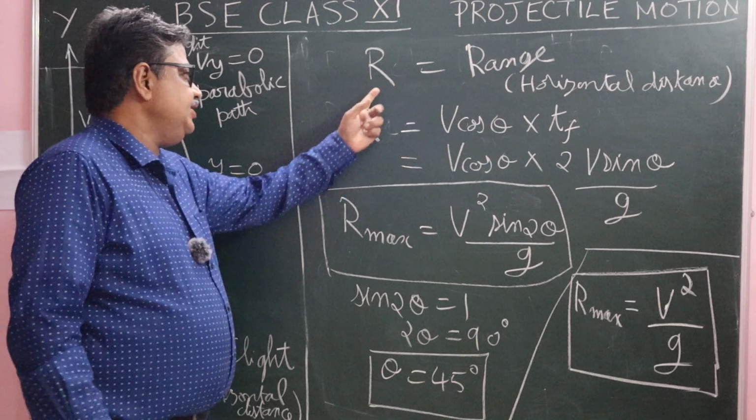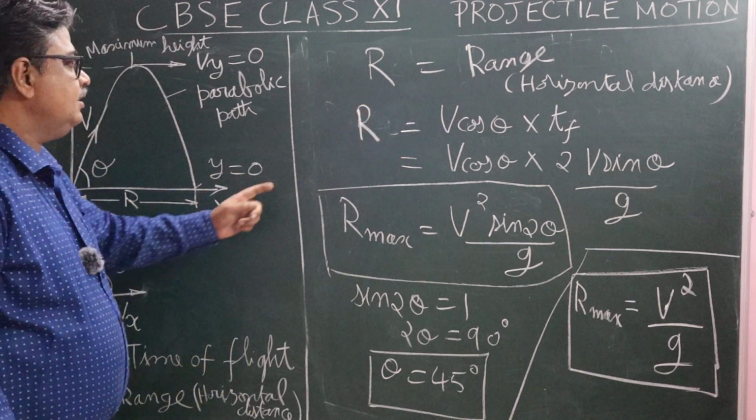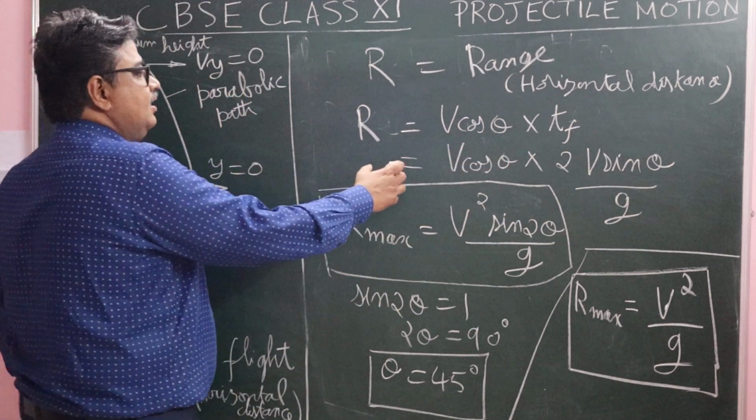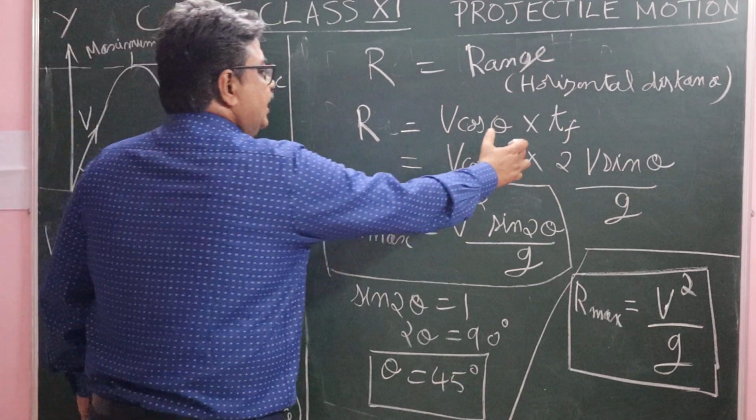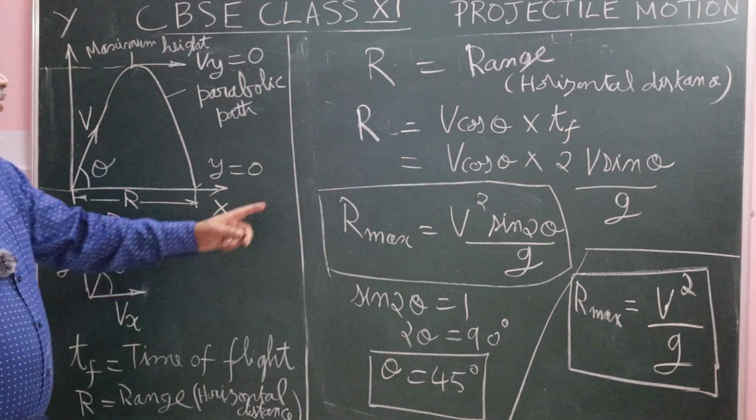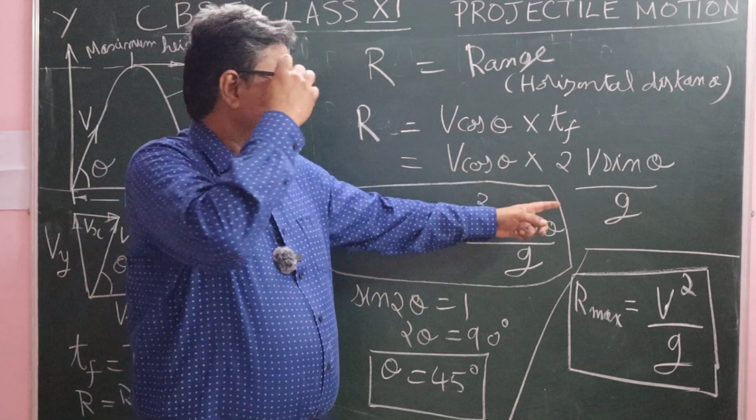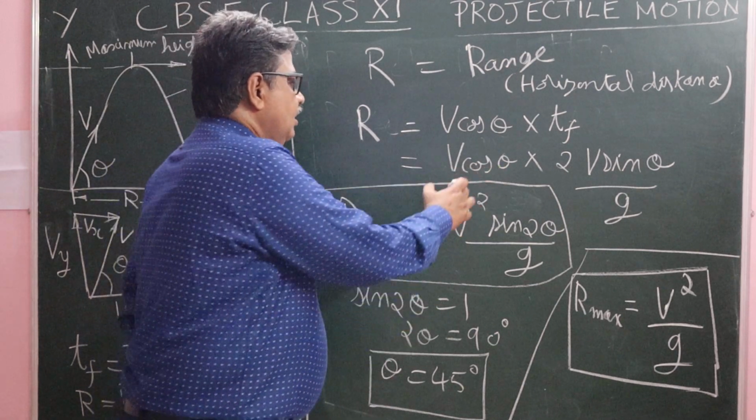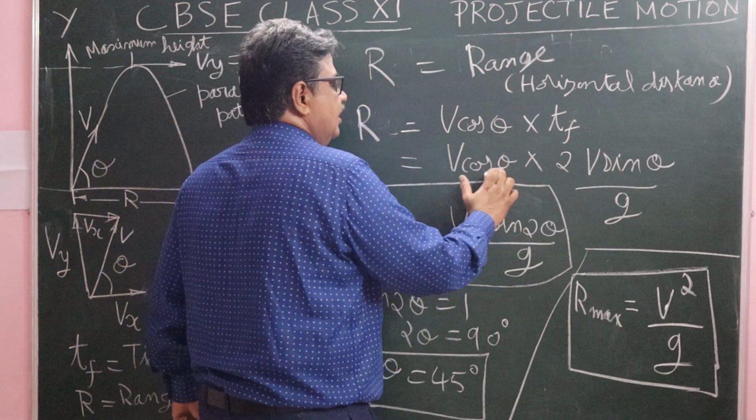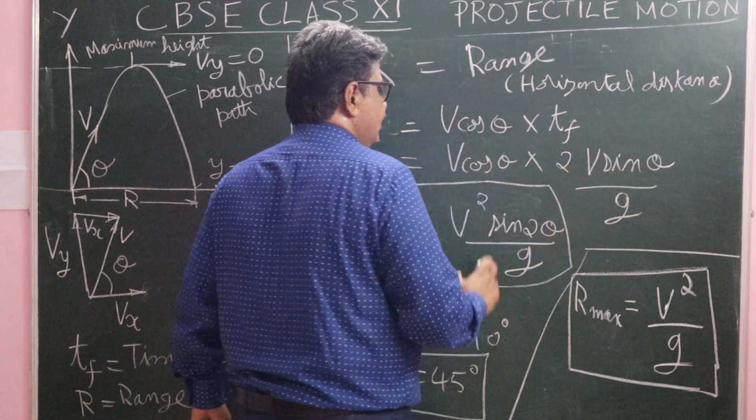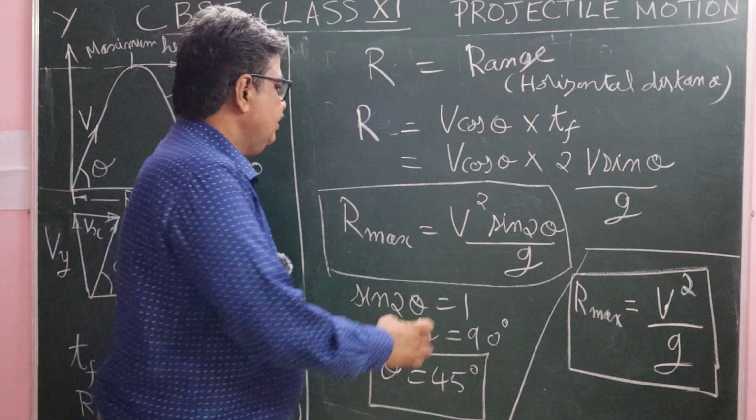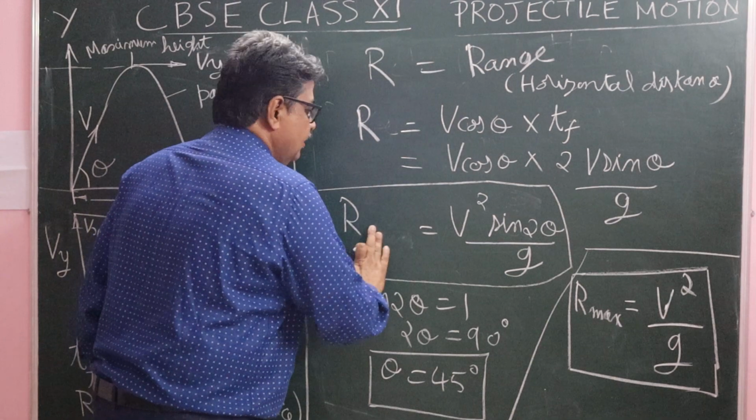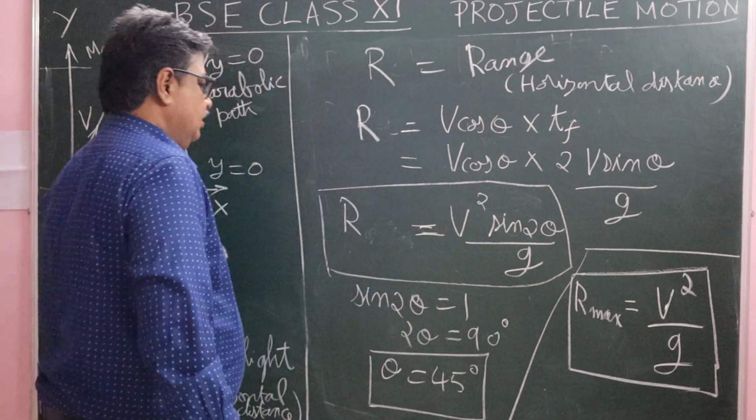Now let us find out the range, horizontal distance travelled by the object. Range R is equal to V cos theta into Tf. V cos theta is the horizontal component of velocity, Tf is the time of flight. So R equal to V cos theta, Tf we have found out already, 2V sin theta by g. Therefore, V square into 2 sin theta cos theta. 2 sin theta cos theta is sin 2 theta. Therefore, V square sin 2 theta by g is the horizontal distance R.